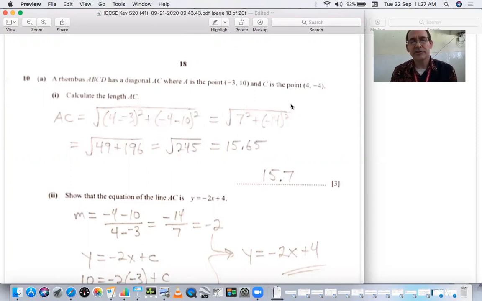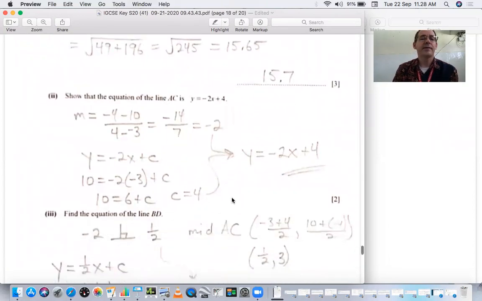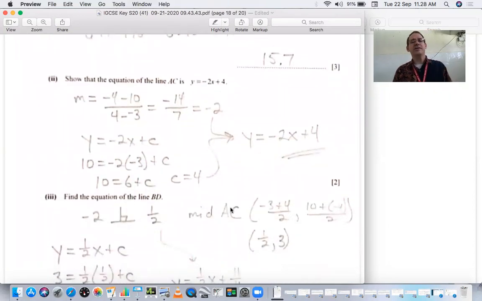Remember, square roots do not distribute over add or subtract, so you cannot cancel these squares with your square root. Square roots only distribute to multiply and divide. So you'd follow this, you get 15.7. Now down here, show that the equation of line AC is y equals -2x plus 4.